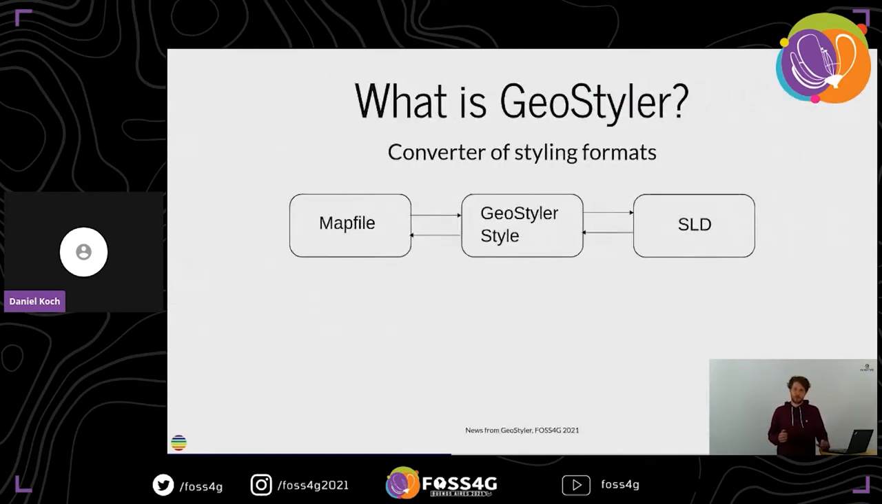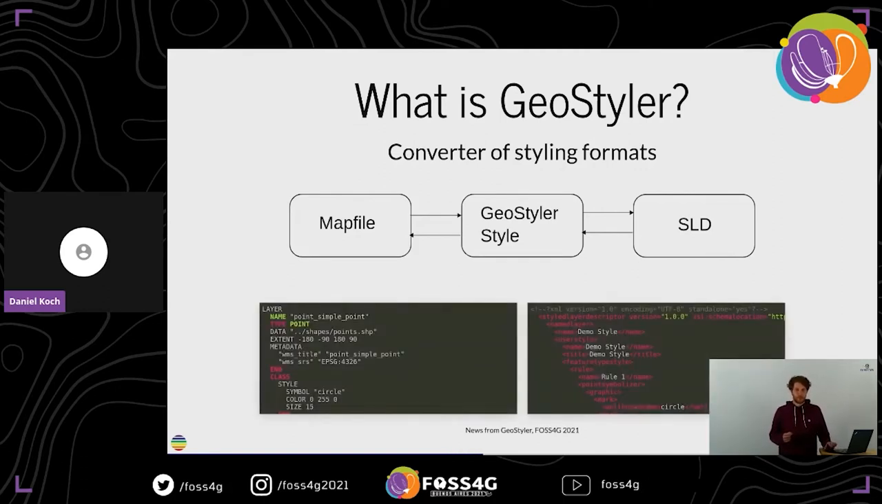So with this example, you can see that you are able to convert, for example, map files to SLD. Therefore, you just need to use the GeoStyler Mapfile parser that converts a map file to a GeoStyler style, and then you can use the GeoStyler SLD parser to convert that GeoStyler style into SLD. As a result, you will see that it is now possible to convert a map file to SLD. Also, the other way around works as well. So you can also convert from SLD to map file.